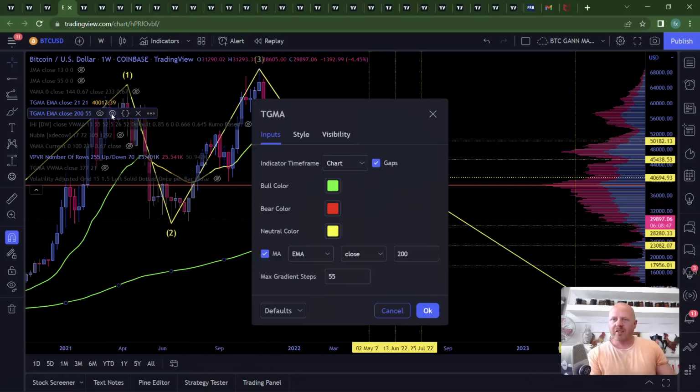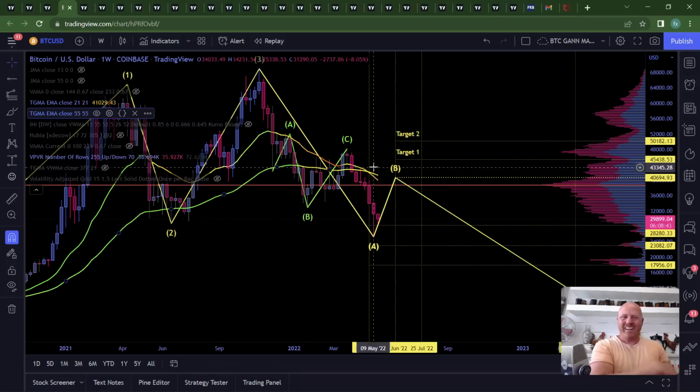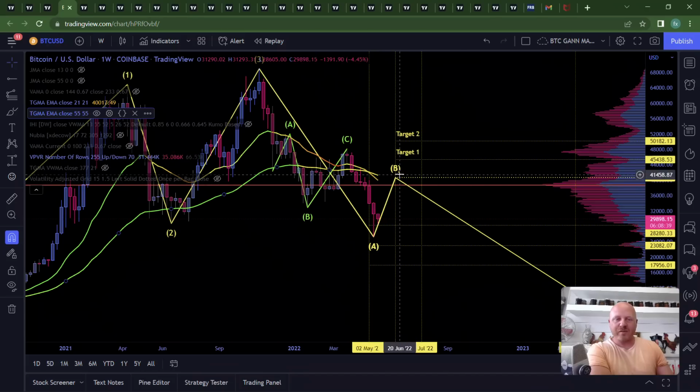Oh, this is back to the 200. Okay, sorry. There you go, 55. So both of them are right here in the same area. I like this 40,694. This number makes sense to me, if we can flip those lower level resistances.